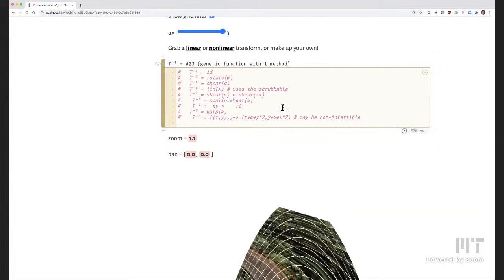What about something periodic like sine? I have no idea what will happen. Let's try it.